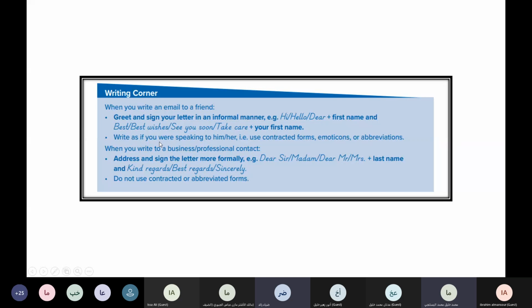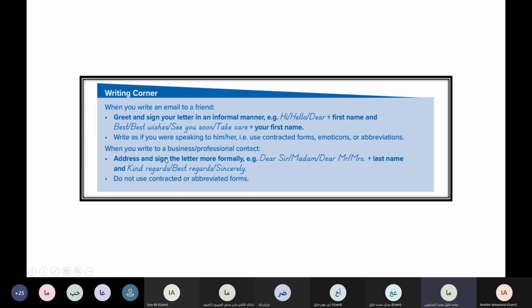Write as if you were speaking to him. So here you have to think carefully that you are talking to your friend. You have to imagine that you sit with him, just to talk with him, or to write as if you are speaking to him face to face. You can use contracted forms, emoticons, abbreviations, etc.